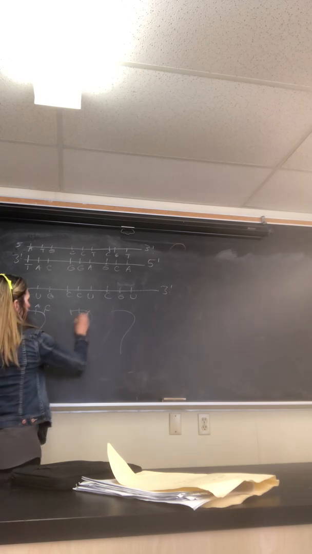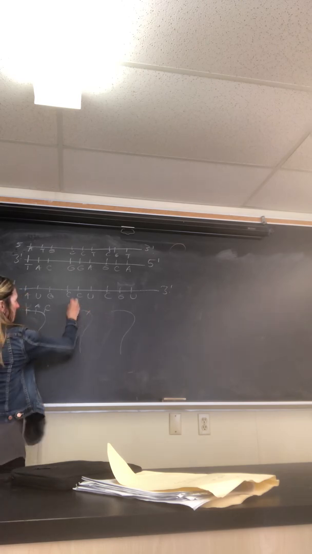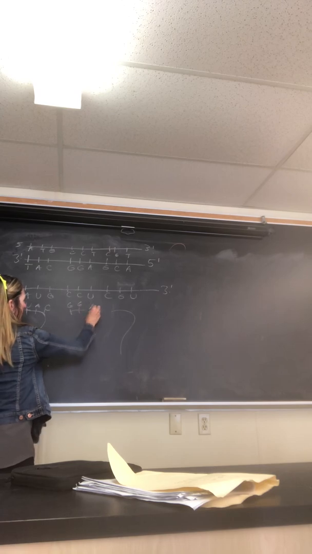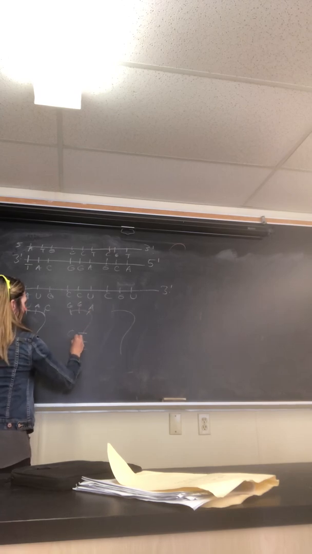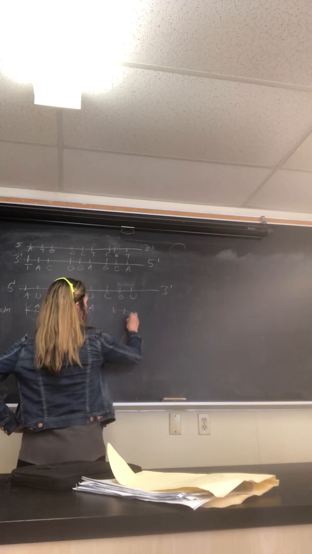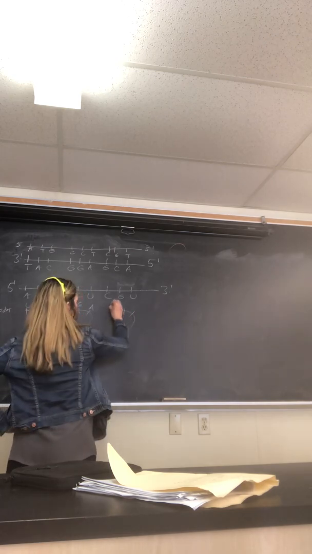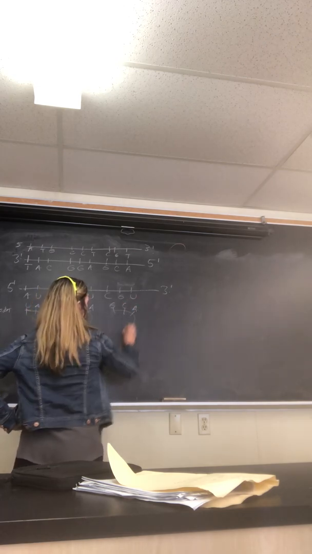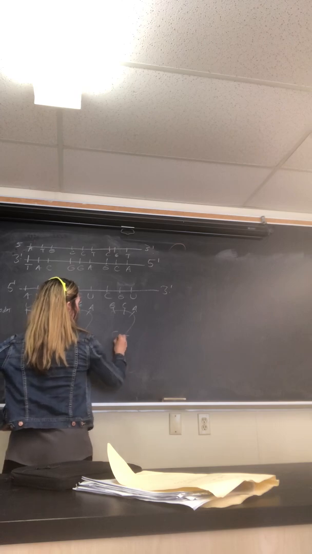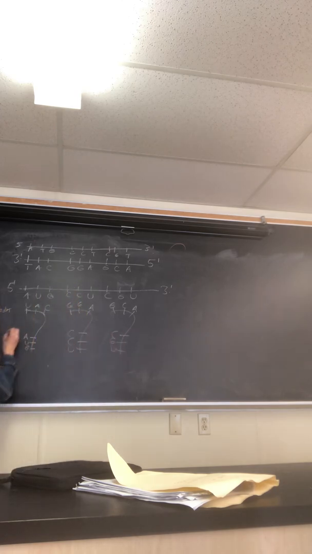This is the tRNA. So what's my anticodon here? UAC. Okay, and then what would be over here? AUG. Right. And then what about this one? GGA. And down here? CCU. Good. See the pattern? Okay, last one. GCA. And then down here? CGU.